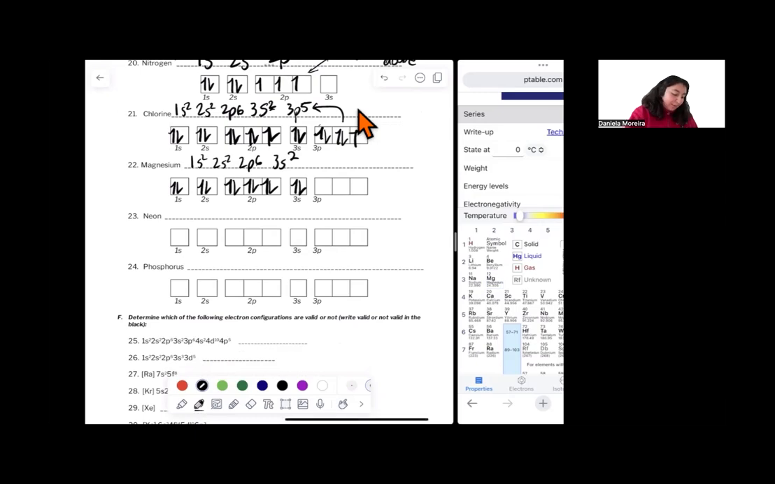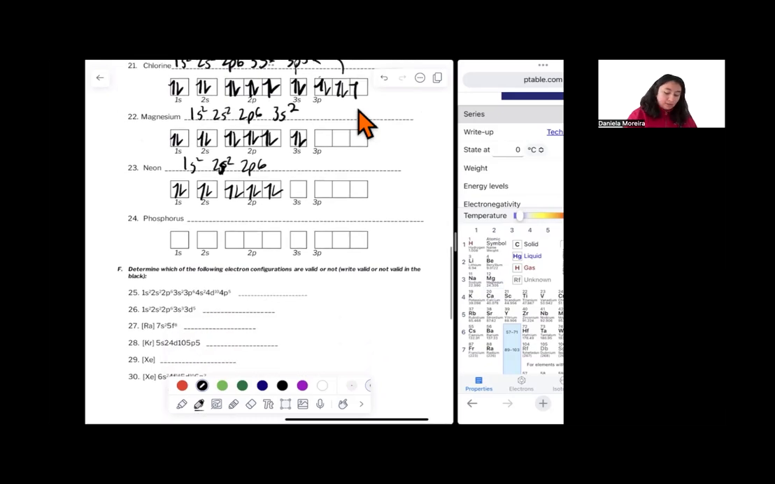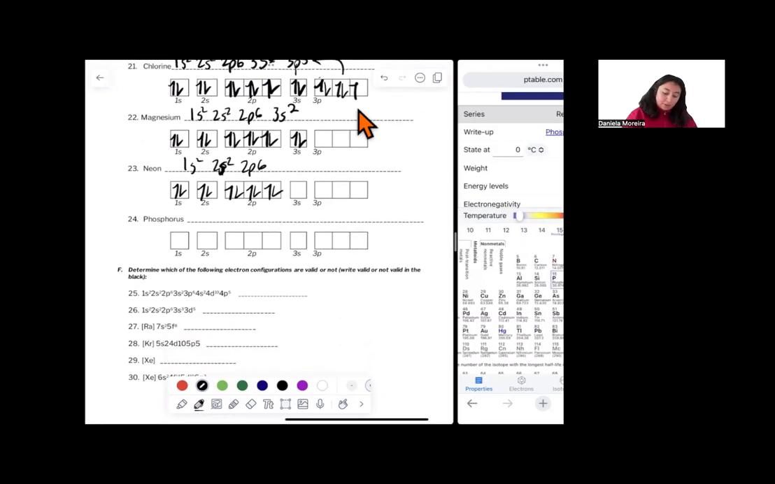Neon, at this point, we know 2s2, 2p6. Single, single, single, double, double, double: 2, 4, 6, 8, 10, that's 10 electrons. Phosphorus, our nearest noble gas is neon, so we just copy.